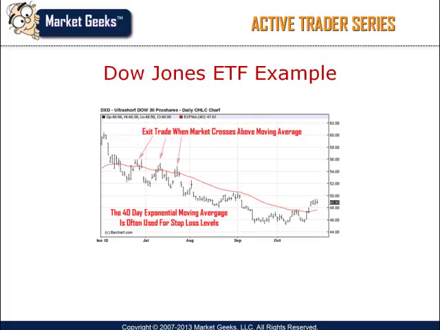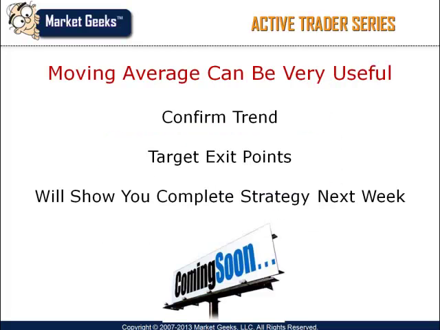Here you can see another example using the Dow Jones ETF. Each time the market comes up and crosses above the exponential moving average, you would cut your loss. And every time it goes below the moving average, you would initiate your position. Both examples demonstrate the benefits of using the exponential moving average to determine trends and/or stop-loss risk levels. This indicator is one of the most important indicators for swing trading stock techniques. I will demonstrate a complete trading strategy using this method in the next few weeks.